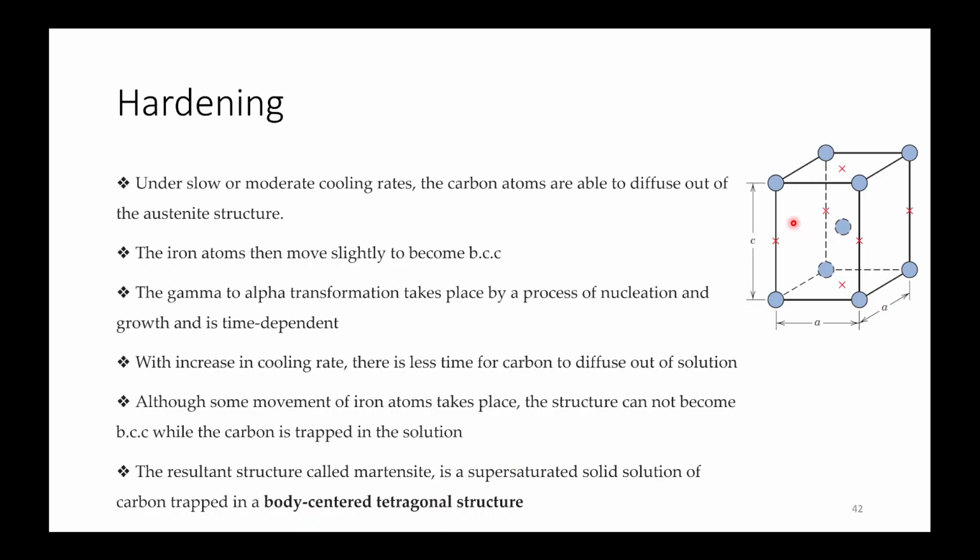The structure will look like this. Now these are the BCT type of structure. It is tetragonal. It has c and a, so there will be some c by a ratio. In case of BCC, these c and a will be equal. So this carbon is trapped here in octahedral voids.